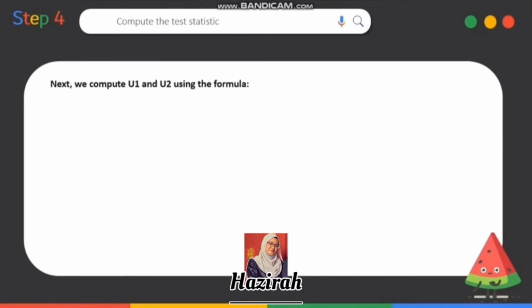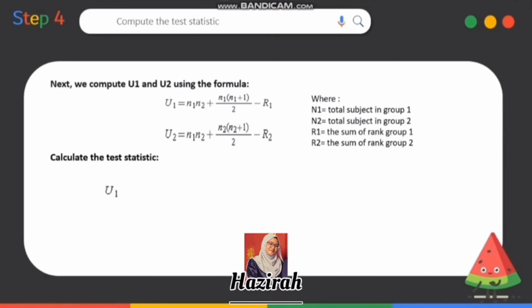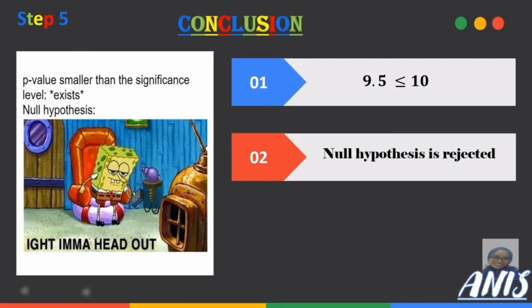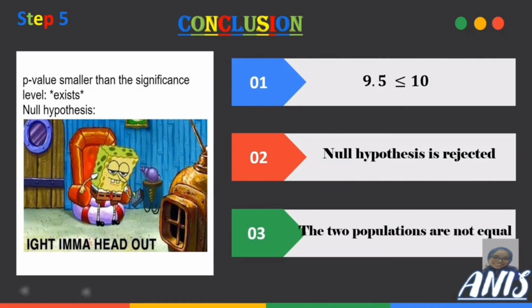Next, we compute U1 and U2 using the formula. The calculated test statistic for U1 is 46.5, while for U2 is 9.5. The critical value shows that the test statistic is 9.5 and it is below 10, so the null hypothesis is rejected. This shows that the populations of Apgar scores are not equal in women receiving usual prenatal care as compared to the new prenatal program.